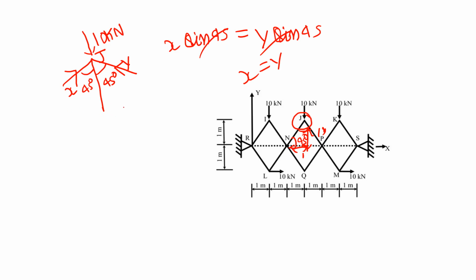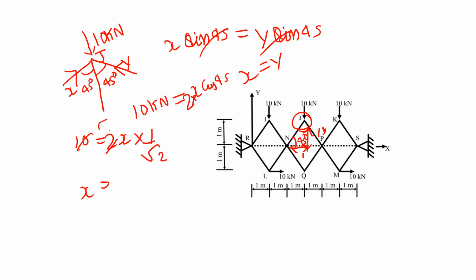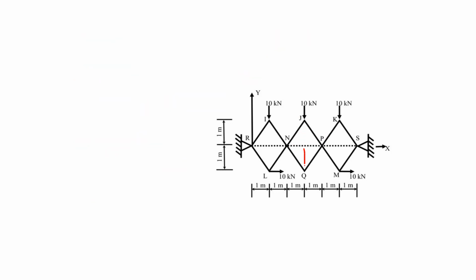And if you take the vertical equilibrium of this joint, 10 kN will be equal to X cos 45 two times, because both these forces act in the vertical direction. So 10 equals 2X cos 45, where cos 45 is 1 by root 2. So X would be equal to 5 root 2 kilonewton. So this angle would be 45, this angle would be 45, so it will look something like this. Total angle would be 90 degrees.